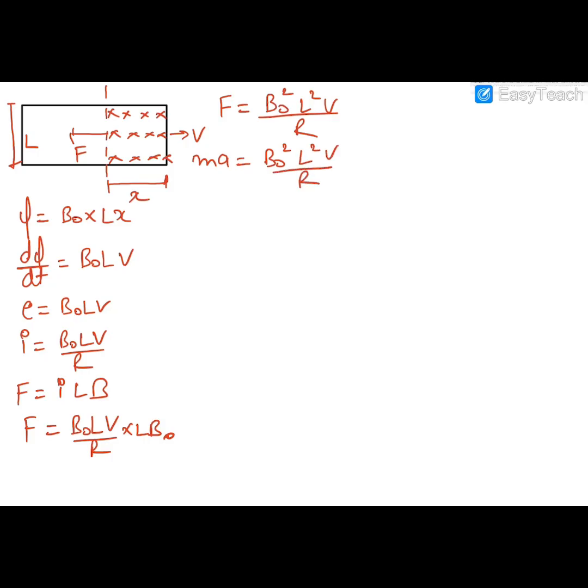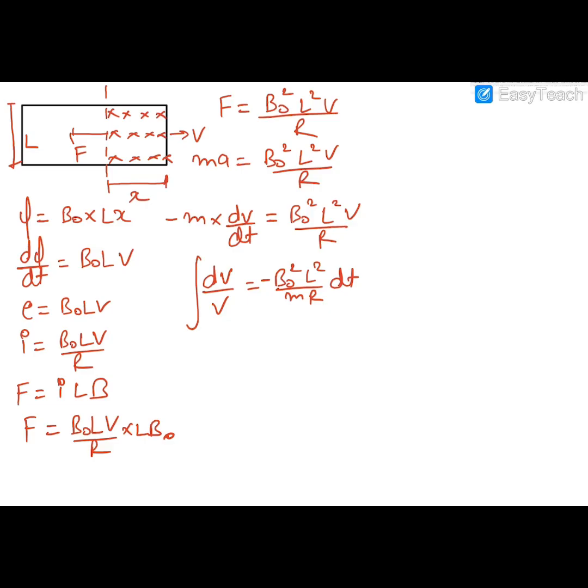Okay, and a can be written as minus dv by dt, because this force is retarding this loop, so the velocity will be slowing down. So it would be B naught square L square v by R, and we can say that dv by v will be equal to minus B naught square L square by m R, into dt.